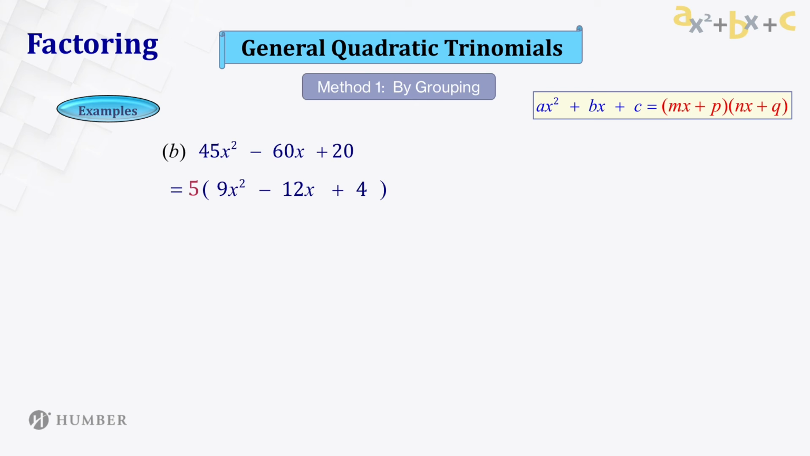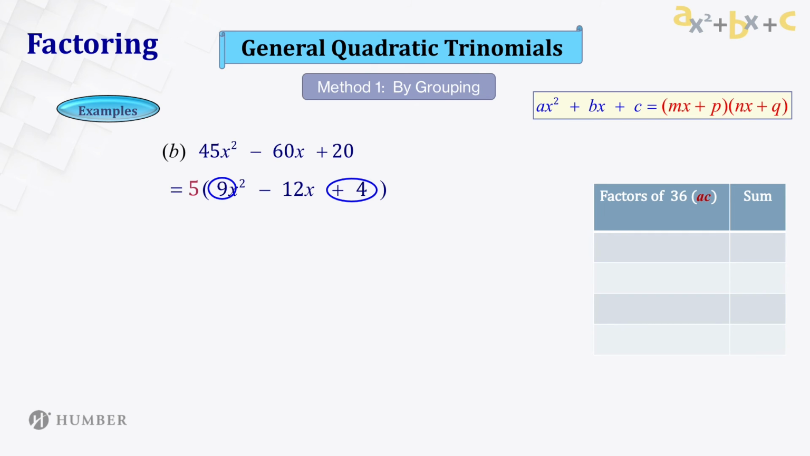In this method, we'll find factors of the product of coefficient a and c. The product is positive 36 in this case. Both numbers must be the same sign. Then find the combination of two factors so that their sum matches the coefficient of x, which is negative 12, which tells us both numbers must be negative.